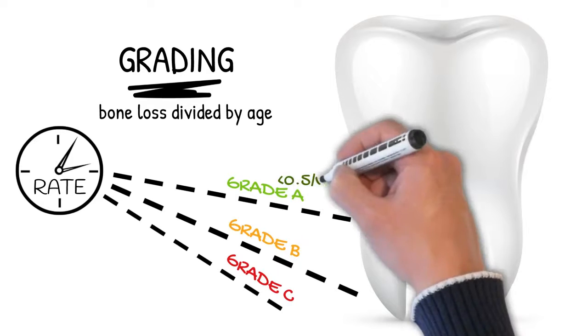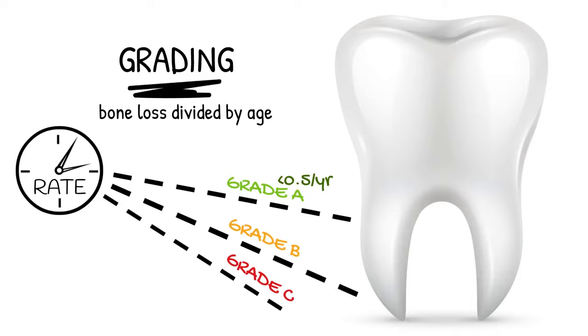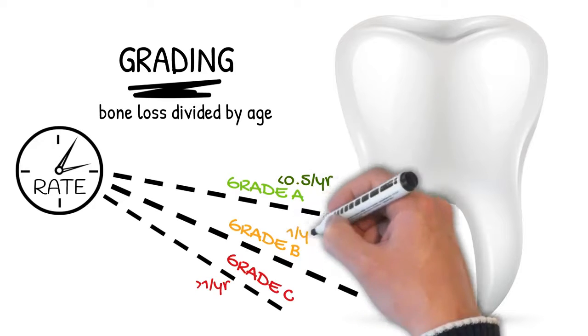So if the percentage bone loss is less than half the patient's age, it is Grade A. If the percentage bone loss is greater than the patient's age, it is Grade C. Everything else in between is Grade B.